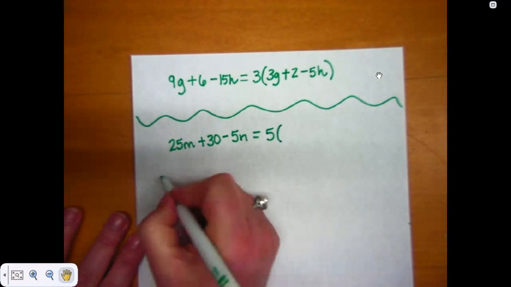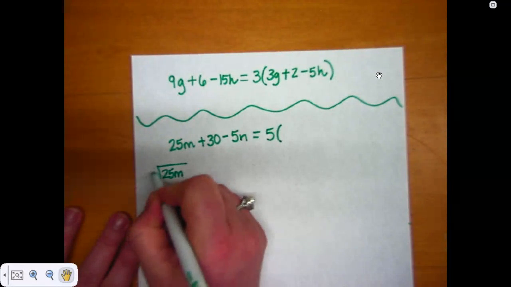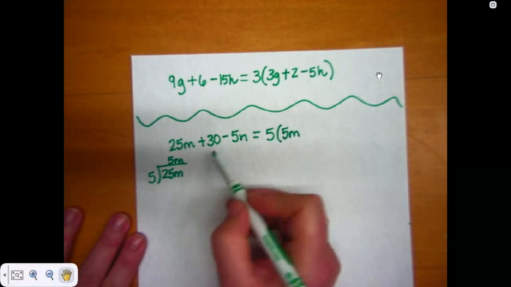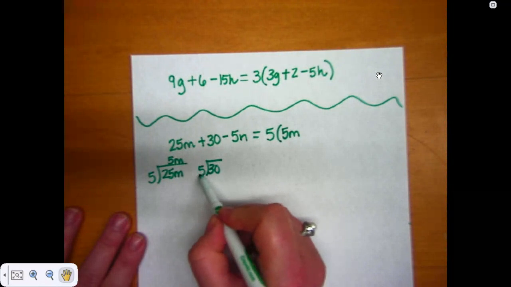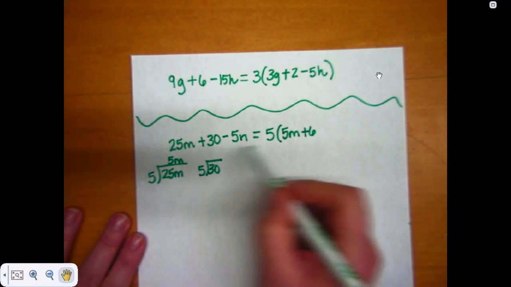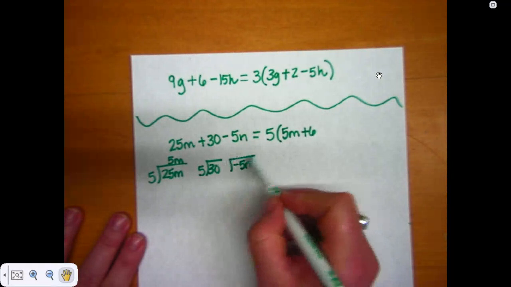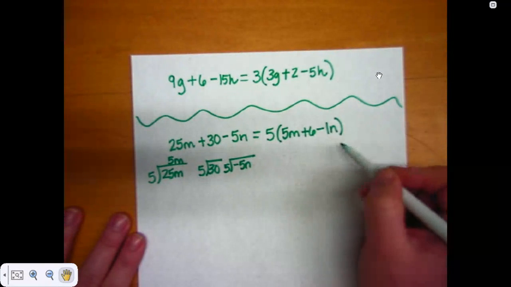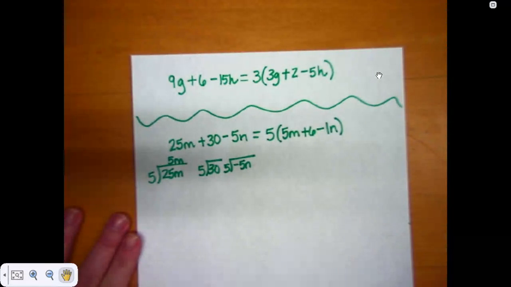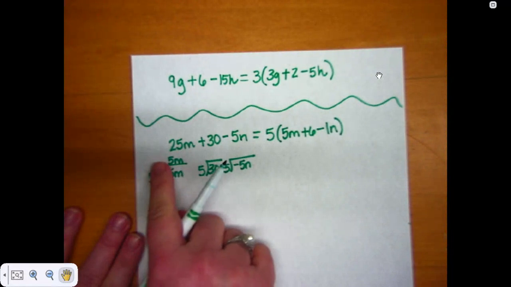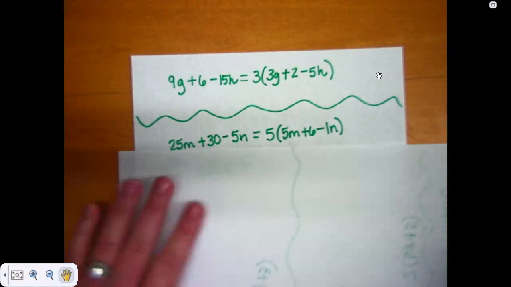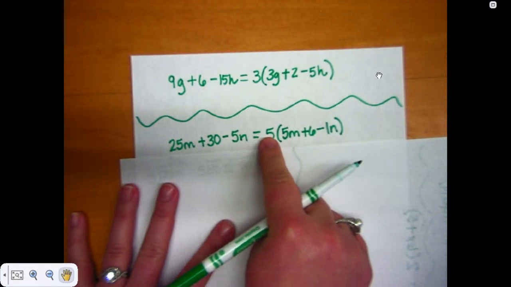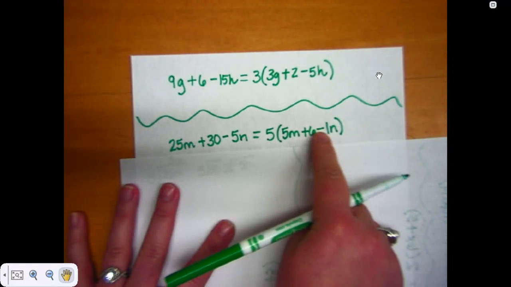So I'm going to factor out, what is 25m divided by 5? Well, that's going to be 5m. What is 30 divided by 5? Positive 6. And what is negative 5n divided by 5? That's going to be negative 1n, which means I could also write that as negative n. Either way, it's okay. So this tells me, let me cover this part up, that 25m plus 30 minus 5n is equivalent to 5 times 5m plus 6 minus 1n.